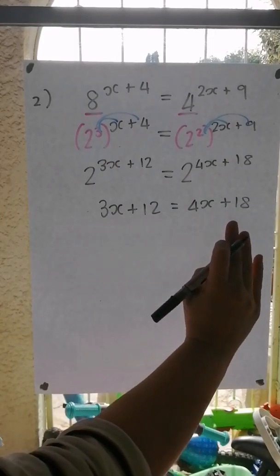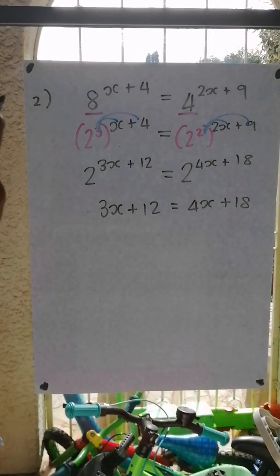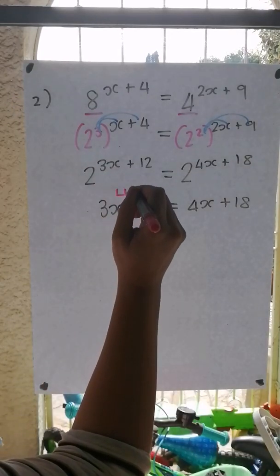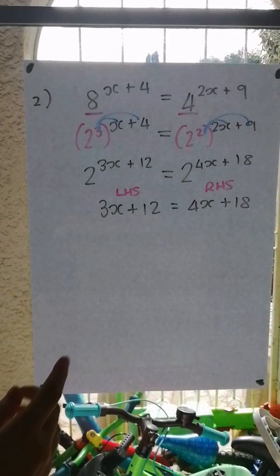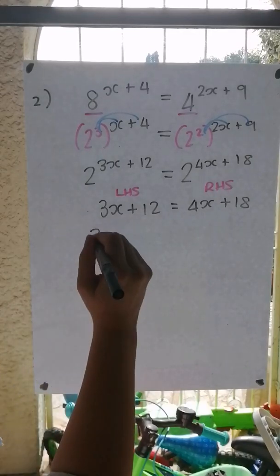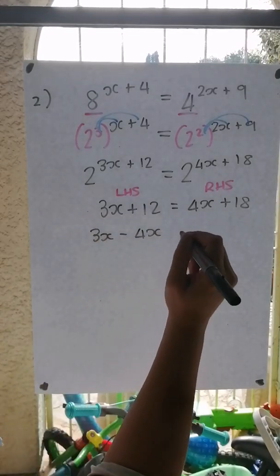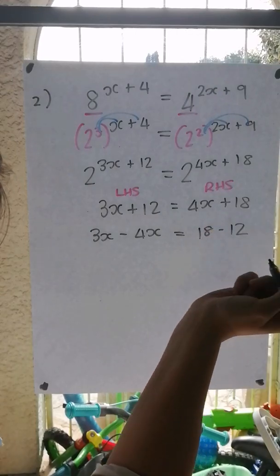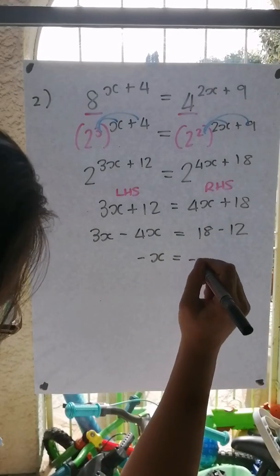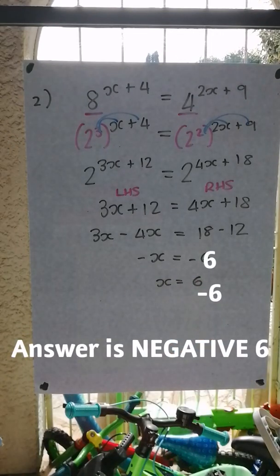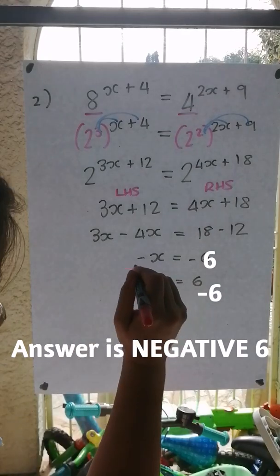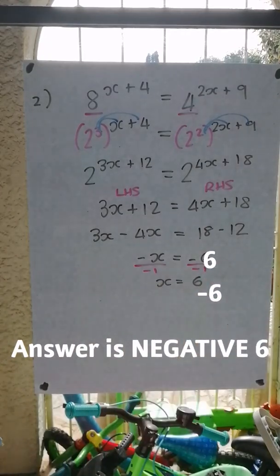And oh my word, this is a linear equation. X's to one side, numbers to the other side. I always take my x's to the left-hand side, but if you took your x's to the right-hand side, it's no problem. I'm just going to bring the 4x over and I'm going to have 3x minus 4x, and on this side I'm going to have 18 minus 12, so I'm left with negative x equals negative 6, therefore x equals 6. How does x equal 6? I'm jumping a step, but you divide by negative 1, you divide by negative 1. That would be example 2.